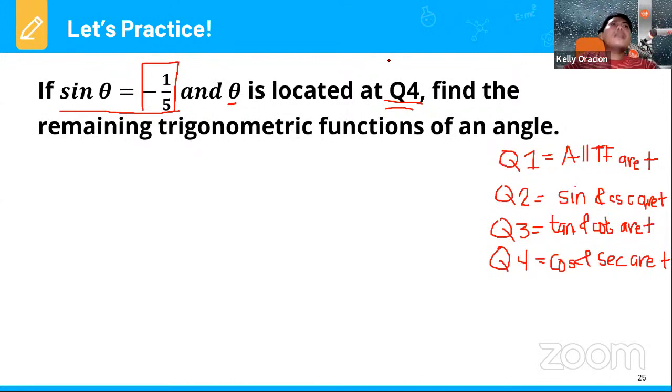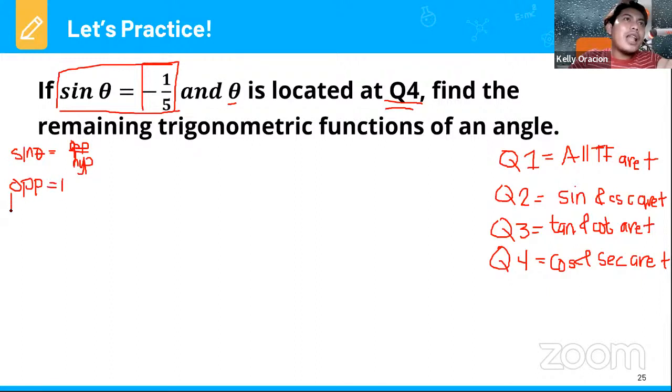But before anything else, let's have this one. Sine is the given. What is the formula of sine? Sine theta is opposite over hypotenuse. That means the value of your opposite is 1. The value of your hypotenuse is 5.